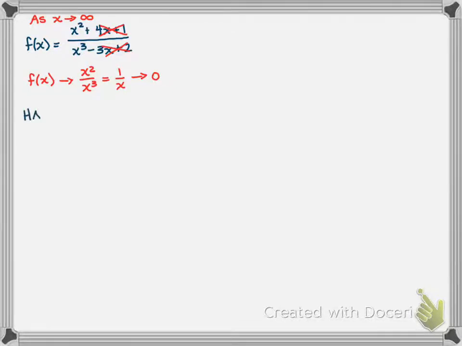horizontal asymptote is y equals 0. So it's that horizontal line at y equals 0.